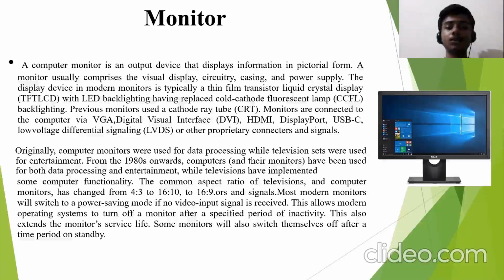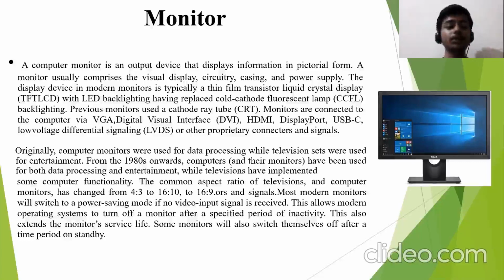From the 1980s onwards, computers and their monitors have been used for both data processing and entertainment. While televisions have implemented some computers' functionality, the common aspect ratio of television and computer monitors has changed from 4:3 to 16:10 to 16:9.